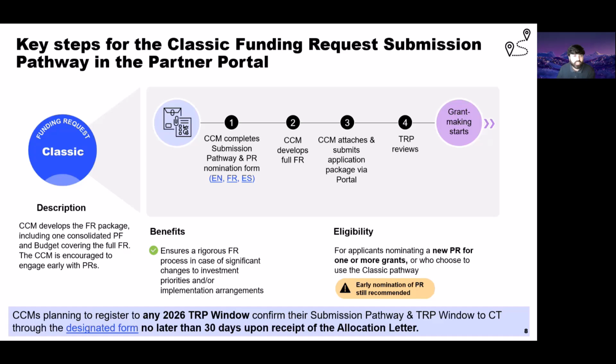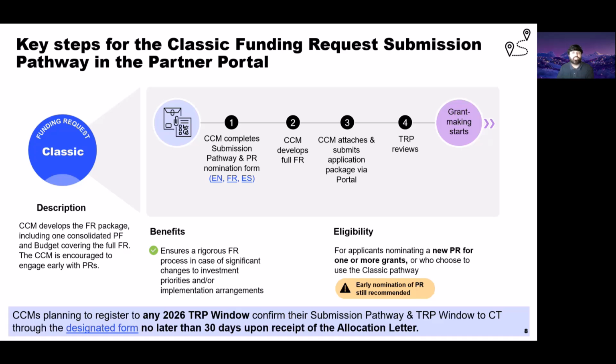So as we can see here, first, as the allocation letters have gone out a few weeks ago already, the CCM must complete a submission pathway and PR nomination form. In this form, the CCM, aka you guys, will inform the Global Fund of which components are part of the funding request, as well as which submission pathway the CCM would like to take, whether classic or grant ready, which I will cover in the next slide.